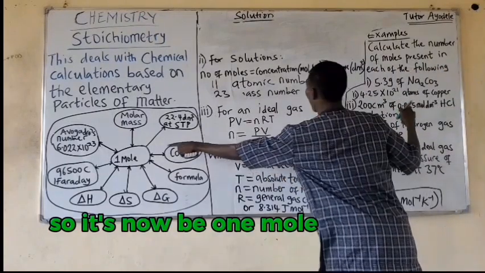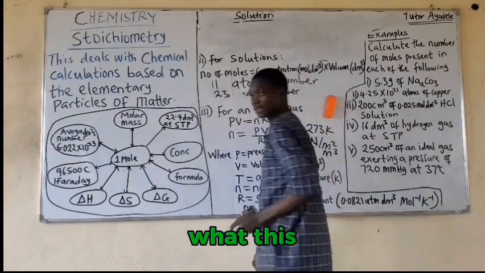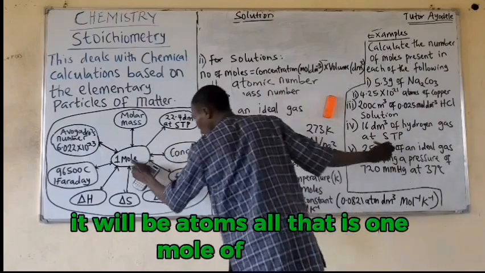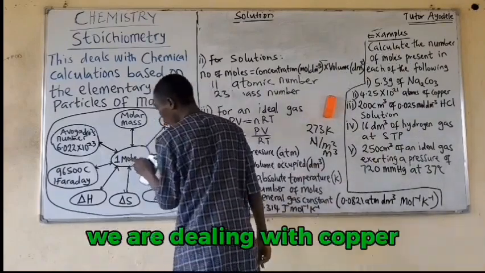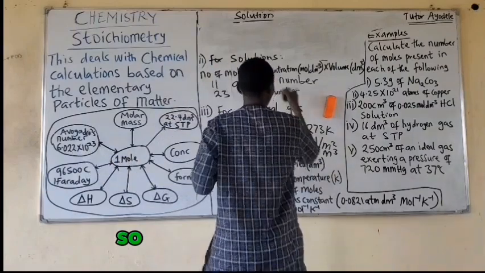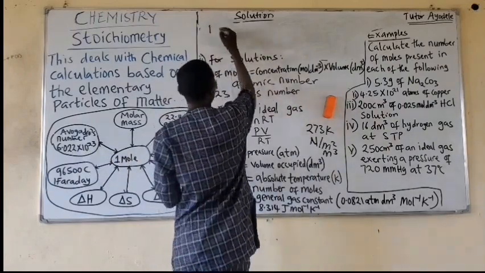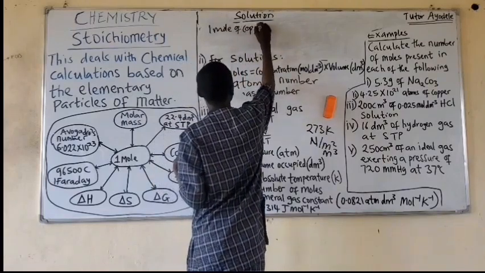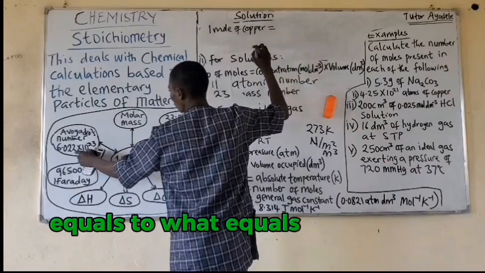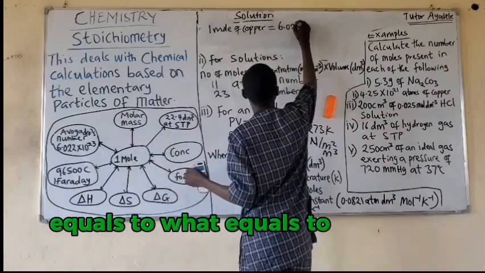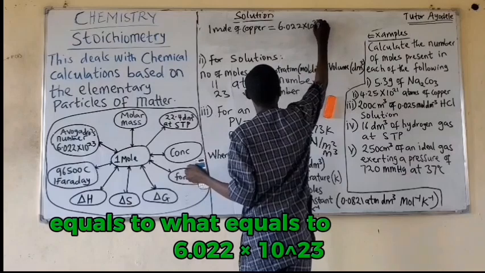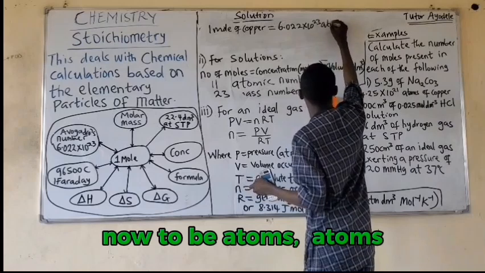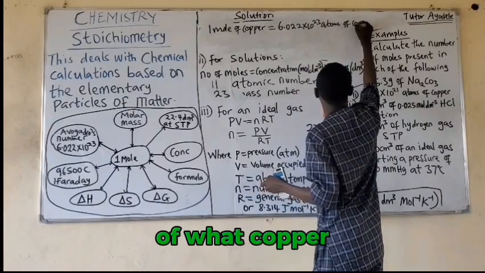So it will now be 1 mole of oxygen is equal to what? This. You understand? But since we are dealing with copper now, it will be atom. That is 1 mole of copper, any substance, 1 mole of copper, we are dealing with copper. 1 mole of copper is equal to this. So 1 mole of copper equals to what? Equals to 6.022 times 10 raised to the power of 23. Since we are dealing with atom now, it will be atom. Atom of what? Copper.